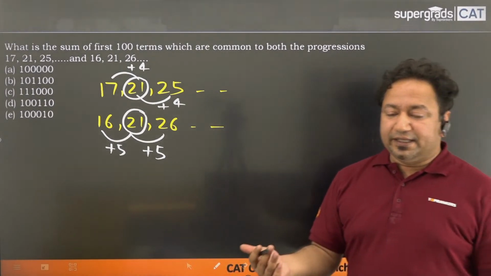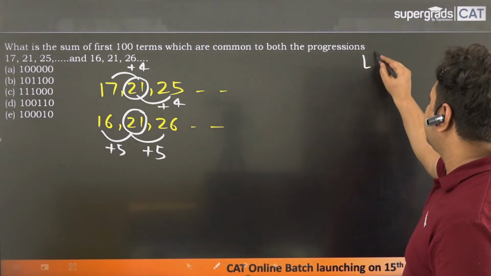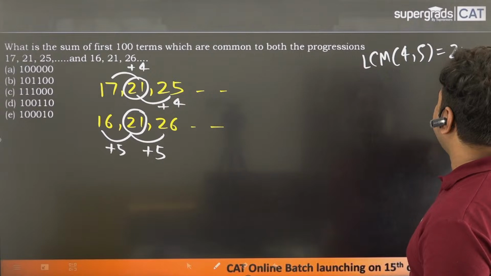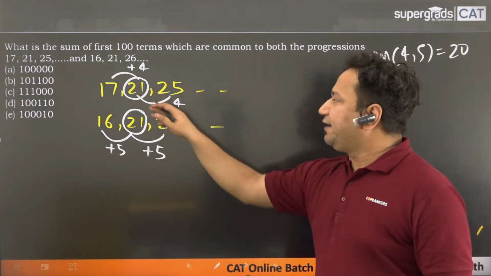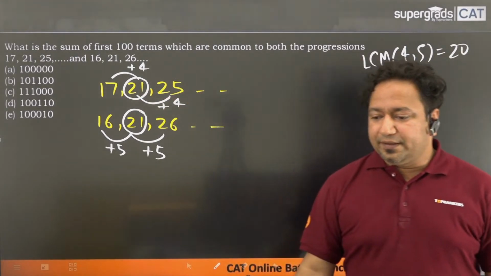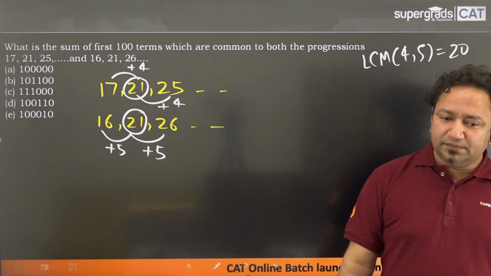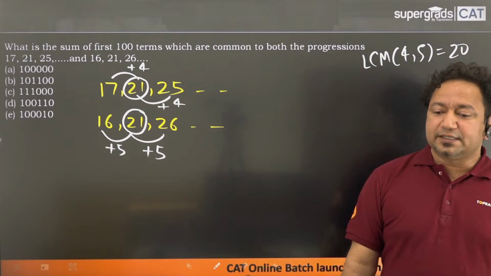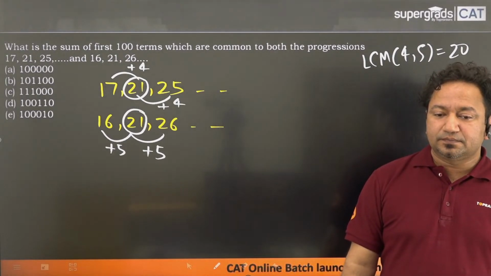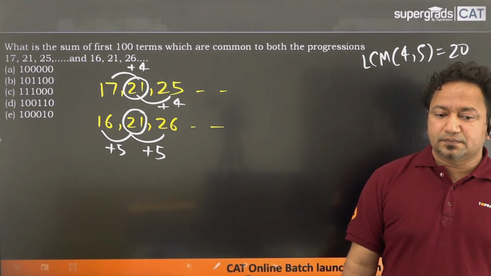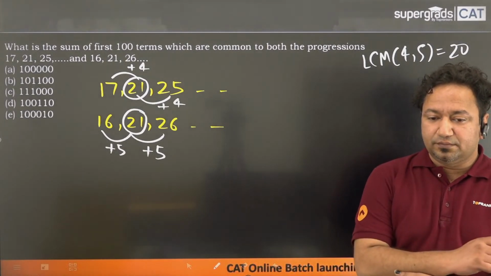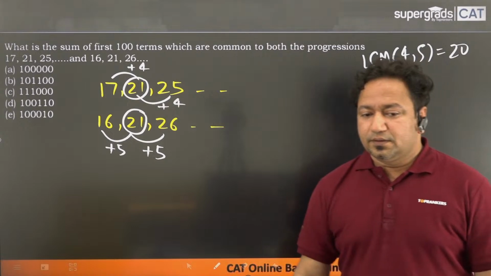So we need to find the LCM. LCM of 4 and 5 is basically 20. So after a difference of 20, we'll get the common terms. Yes or no? Is that clear, everyone? I hope it is clear to all of you. Please be interactive.